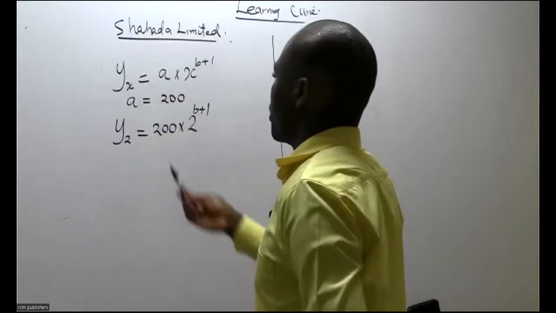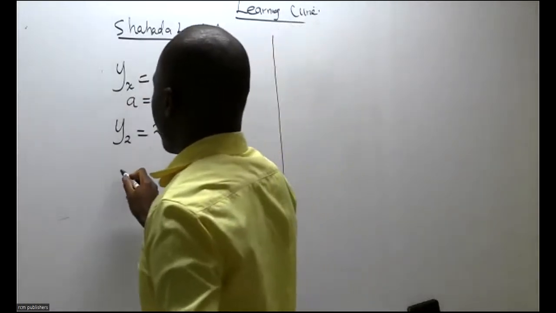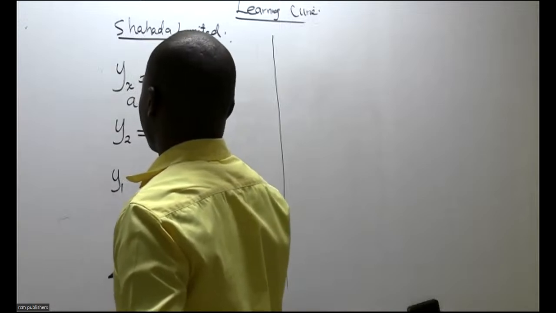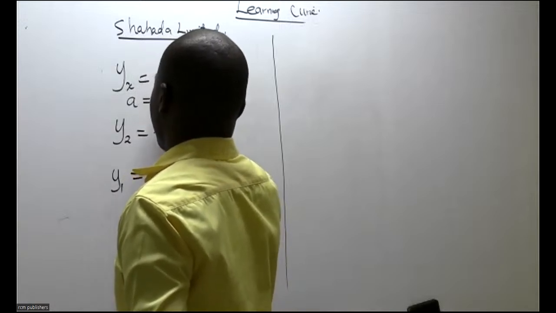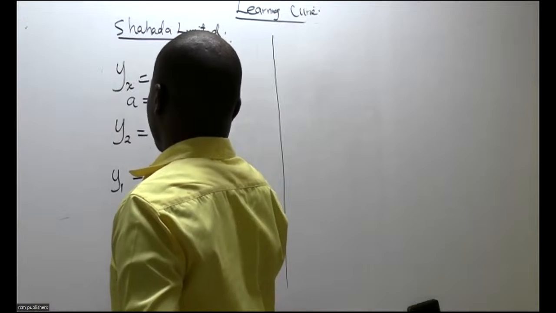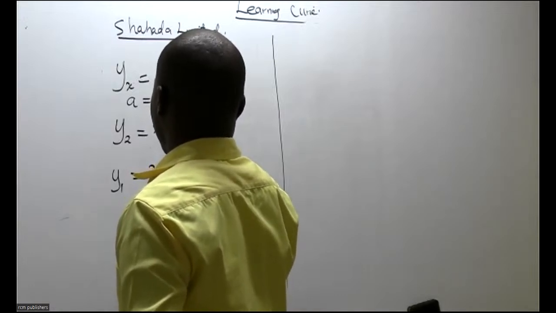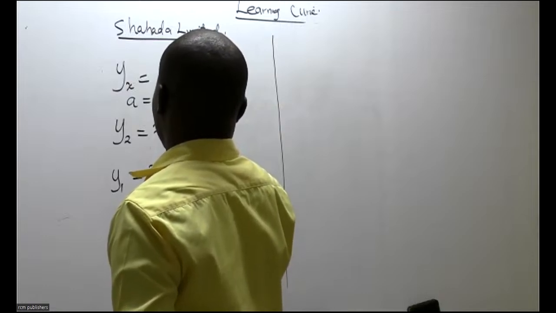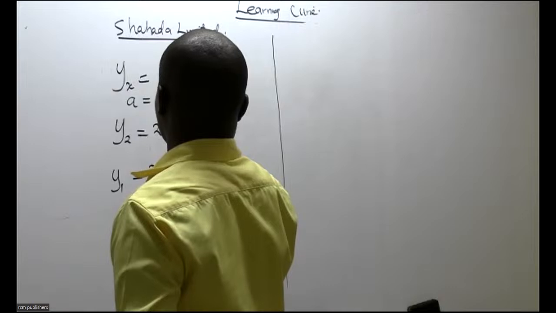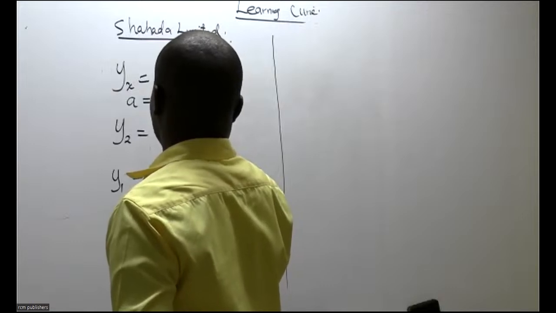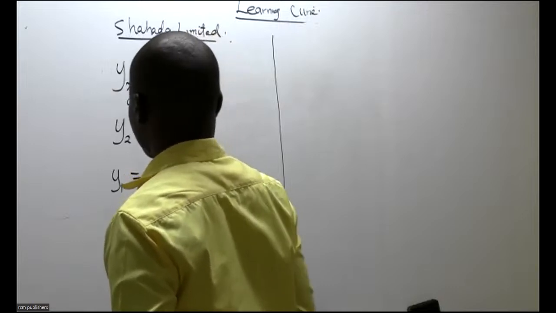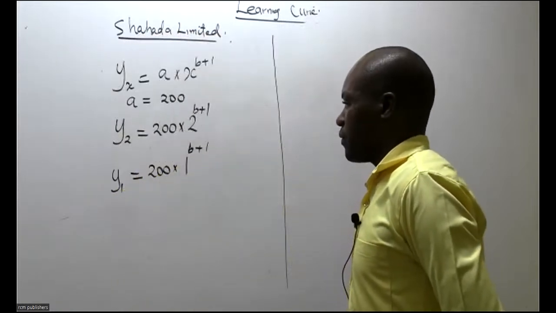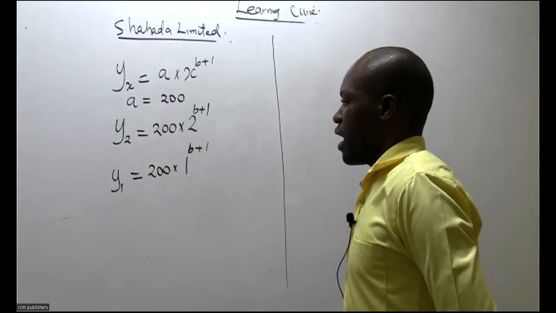So look at the function here. What is our Y? I want to ask you a simple question. Y, when our X is 1, is basically equivalent to A, to produce the first unit, multiplied by 1, raised power B plus 1. So that is what we have.